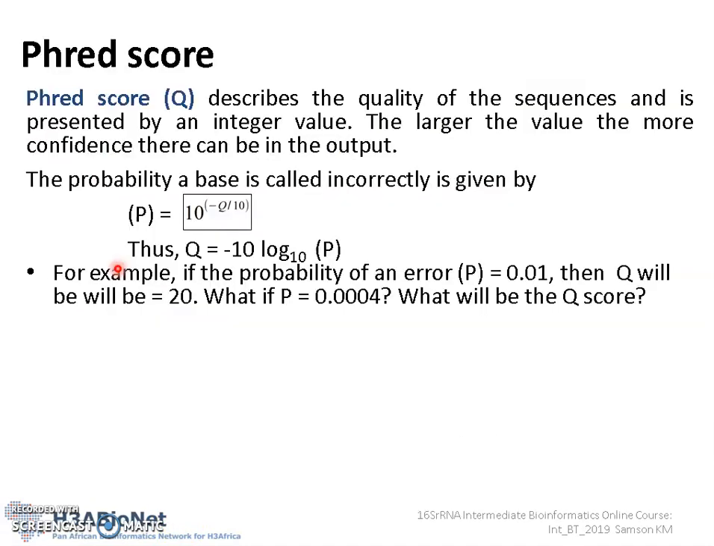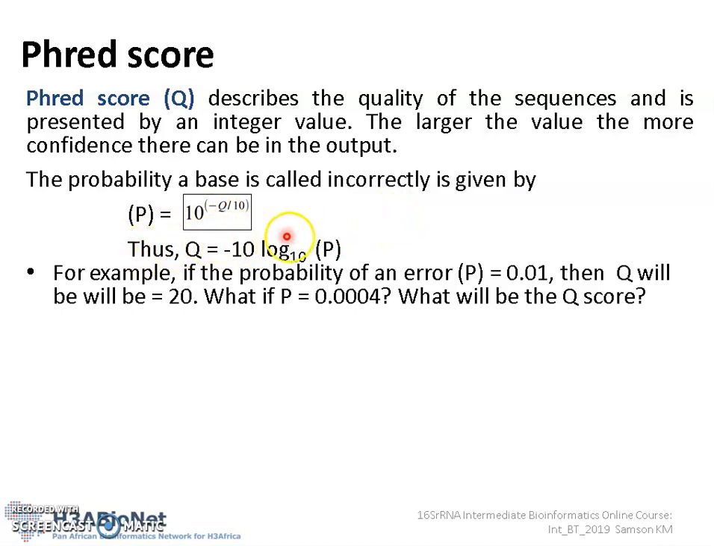To judge the quality of each sequence, researchers have come up with the so-called Phred score. The Phred score describes the quality of the sequence and is presented as an integer value. The larger the value, the more confident we can be in the sequence generated. The probability that a base is incorrectly called is given by the formula P = 10^(-Q/10).